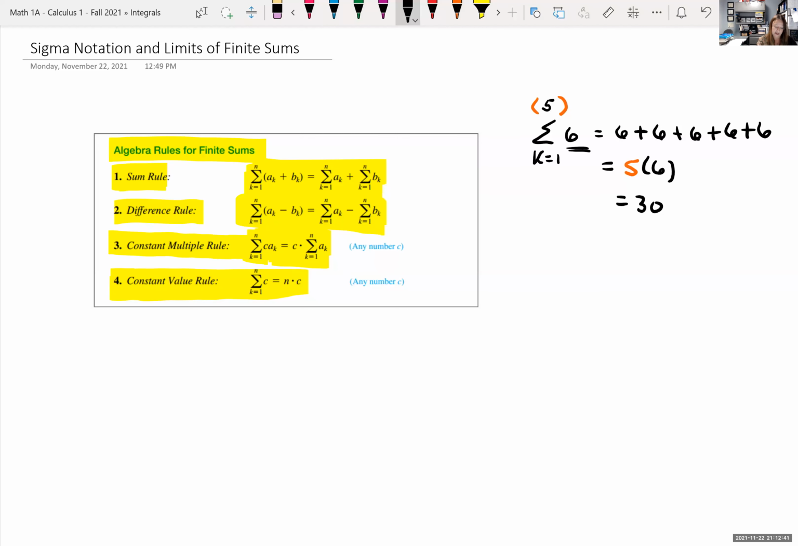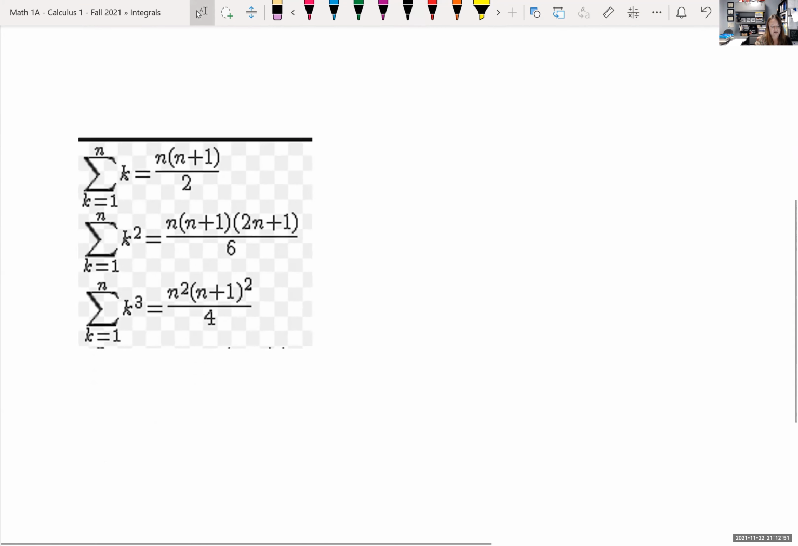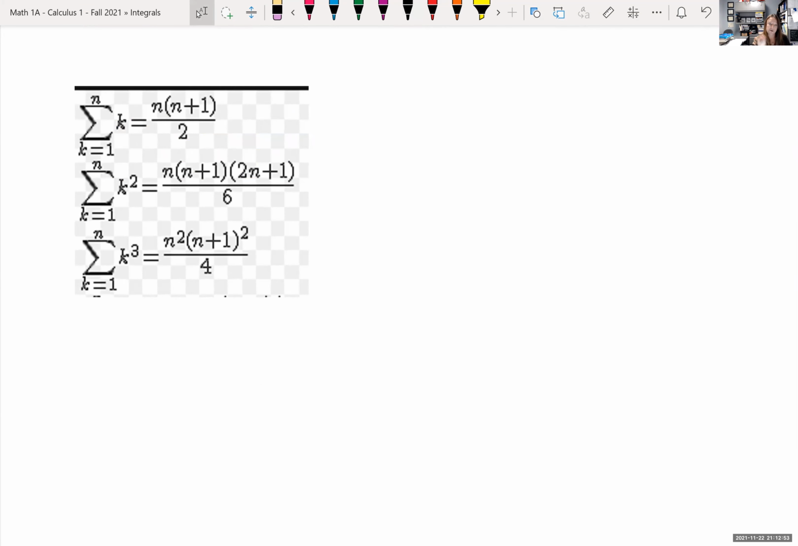Okay, so for certain summations, there are rules so that we don't have to sum each term. And so the following rules hold. If you're summing k equals 1 to n of k, then we can just look at how many terms we're summing, which is n here, all times n plus 1, all over 2.